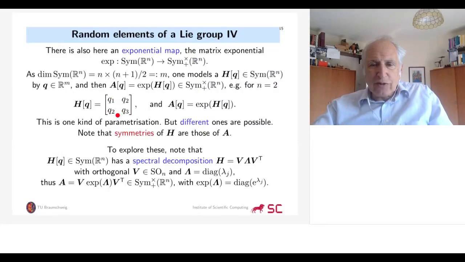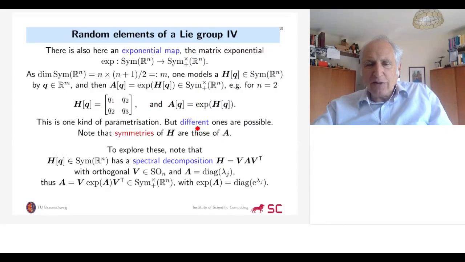In 2D, it looks like this here. There are three parameters, q1, q2, q3, and because it's symmetric, these two have to be equal here. And then you take the exponential. That's one kind of parameterization to do this. What this doesn't do is take care of the symmetries of A or the tensor which is behind A. You can do it by noting that the symmetries of H are those of A.